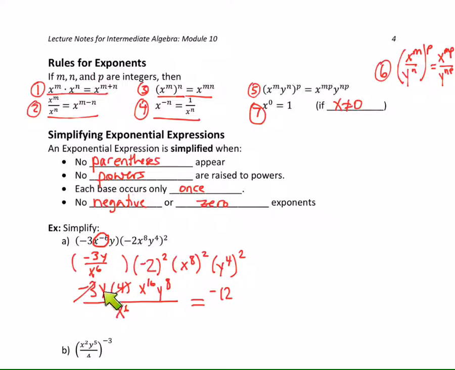We can take this y here. Actually, let's do the x's first. You've got x to the 16th on top and x to the 6th on bottom. 16 minus 6 is 10, so x to the 10 on top. And I've got a y to the 1st on top times a y to the 8th on top, which would be y to the 9th. So the x's are gone, the y's are gone, I'm done. Negative 12, x to the 10th, y to the 9th.